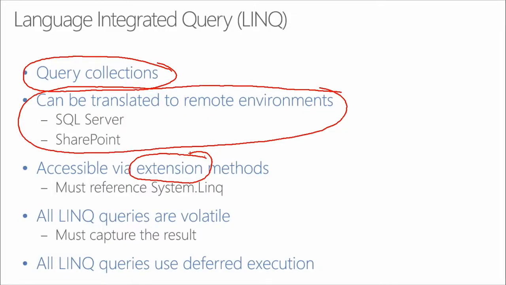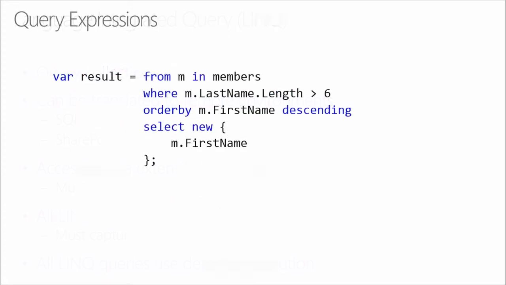And then the way that we're going to make sure that they're there is by making sure that we have the using statement that has the namespace for that particular class. And then .NET will basically take care of the rest from there. So we don't have the ability just to graft it right on, but we still have the ability to make that available. Now, the other big thing that I want you to notice, coming back to the slide, is that all of our LINQ queries are going to be volatile, meaning that we need to actually capture the result if we are going to use it, and that all LINQ queries are going to use deferred execution.